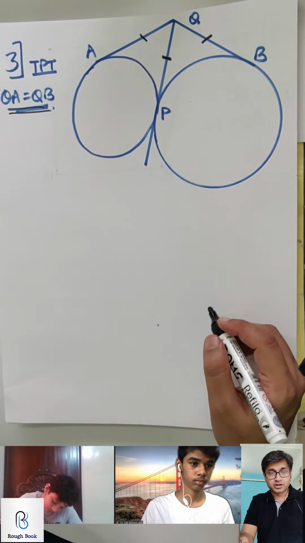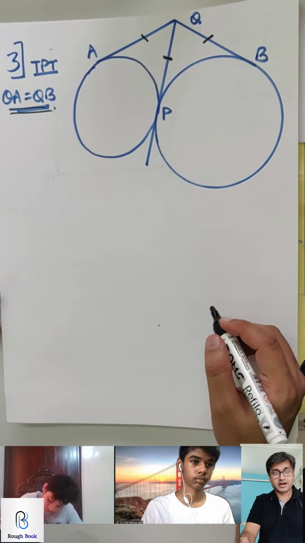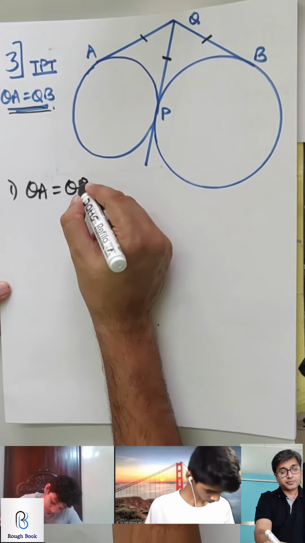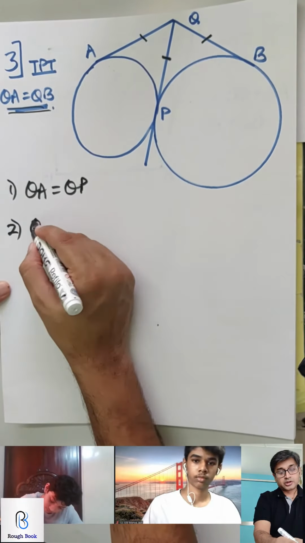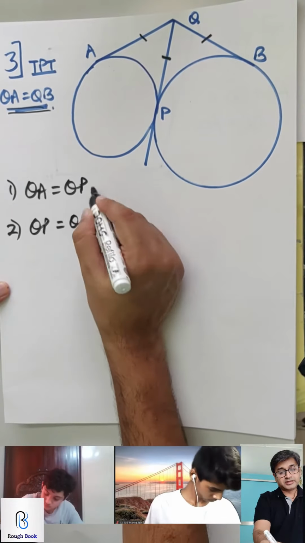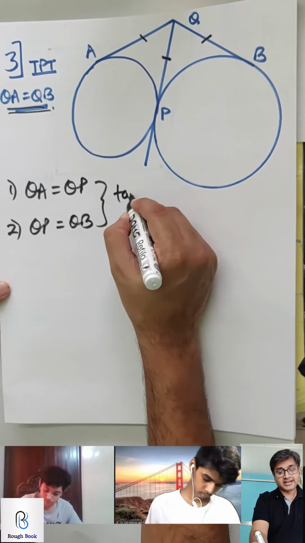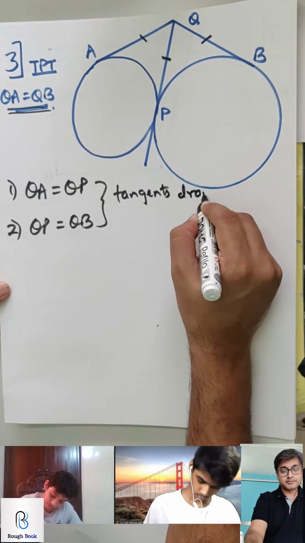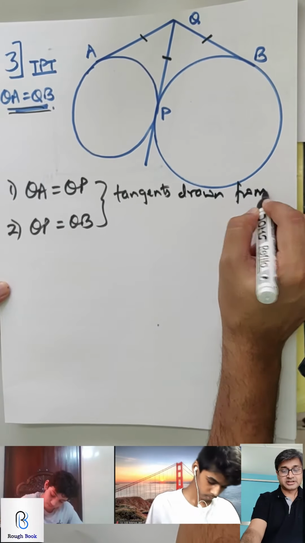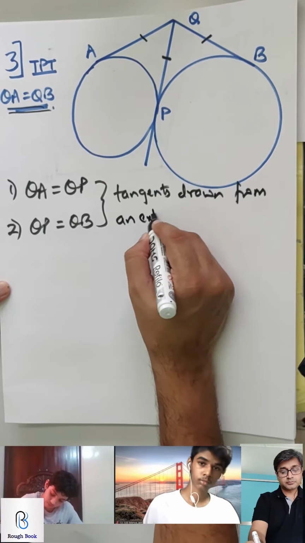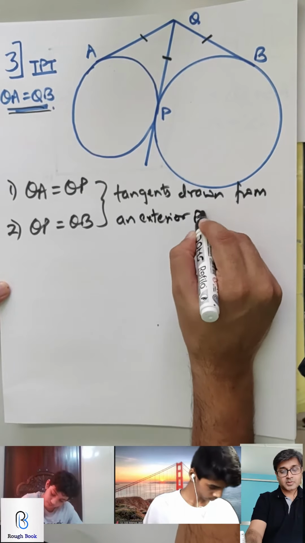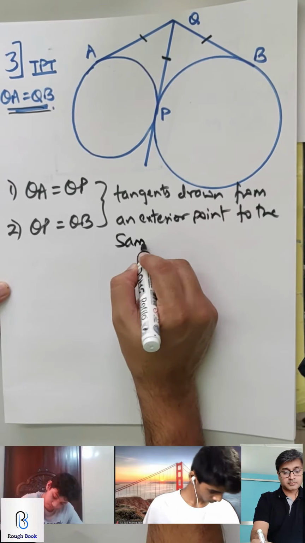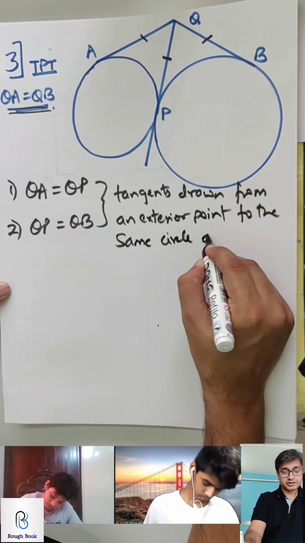Come on. Write on your own. If you get it, great. Do not get it, come back. So step 1 QA equals to QP. Manya, that was good. QP equals to QB, step 2. Reason for both of them, tangents. Let's write so we learn. Tangents drawn from an exterior point to the same circle are congruent.